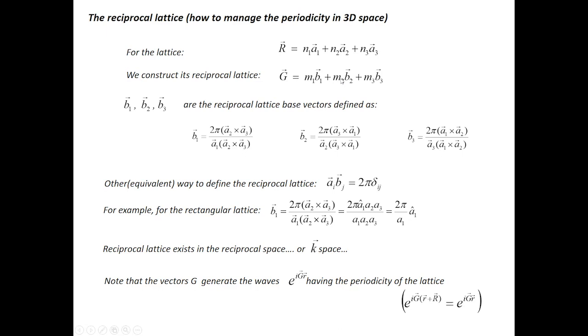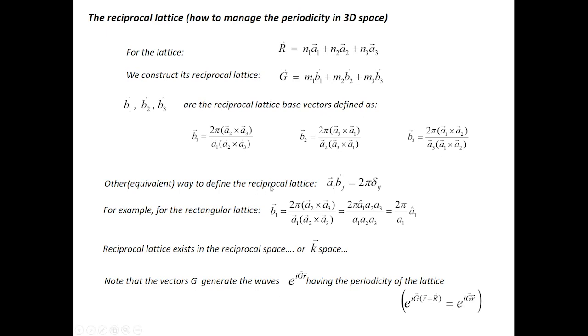These M1, 2, 3 are just any integer numbers, similar to N1, 2 and 3. So then you have a set of points in space. It's called a Bravais lattice. And the reciprocal lattice vectors are defined like that. These are some vector products here, and also scalar vector products. So you can always figure out, if you have these A1, A2, A3 vectors, you can calculate the B1, B2, B3 vectors.